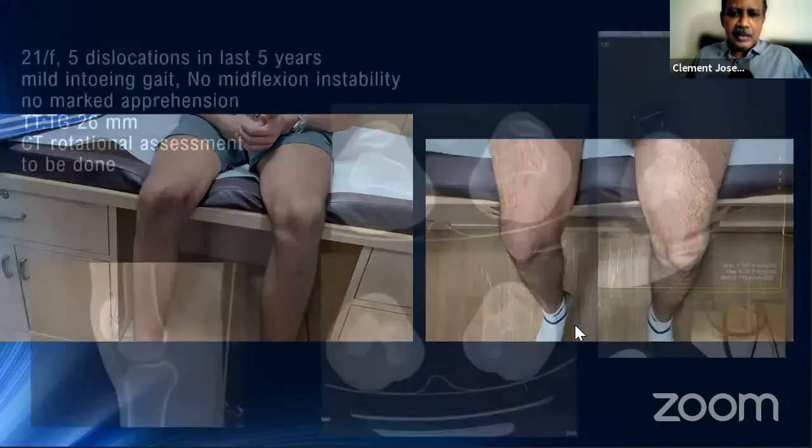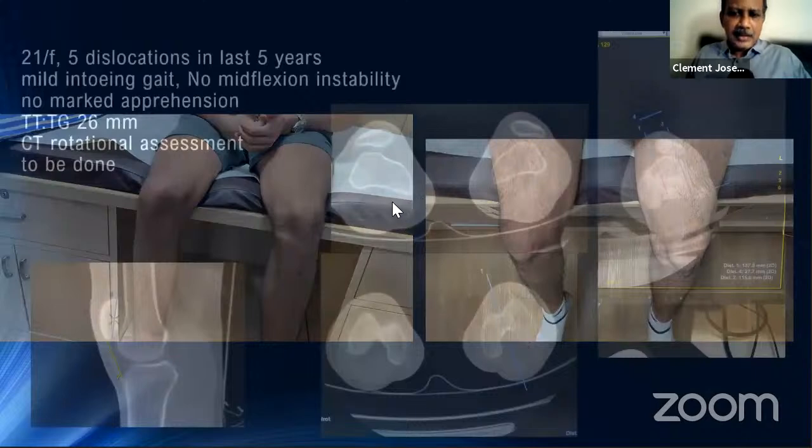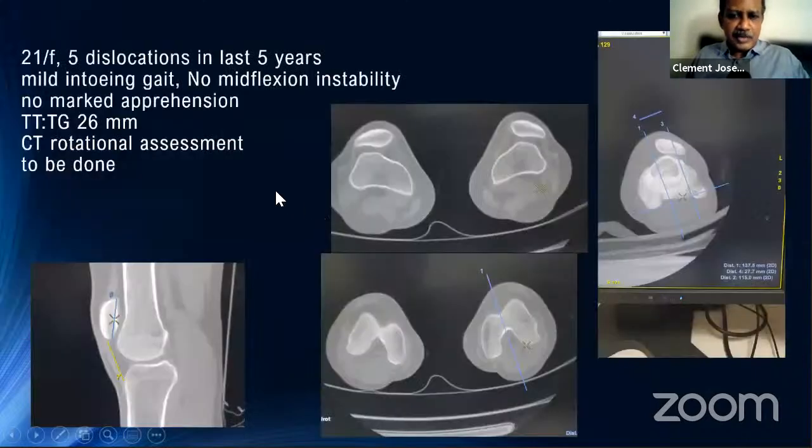I will show the next case. Maybe I'll ask the question after that. This is not a surgery which I have done. Waiting for treatment. She's a very close relative of my orthopedic colleague. She had 5 dislocations, a medical student, 21 years.